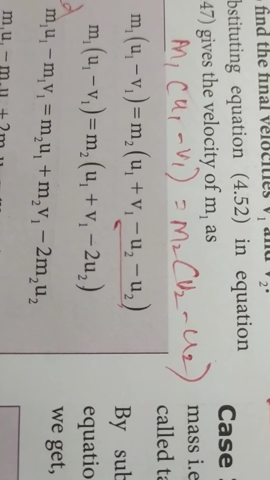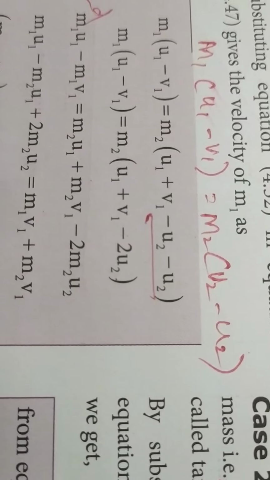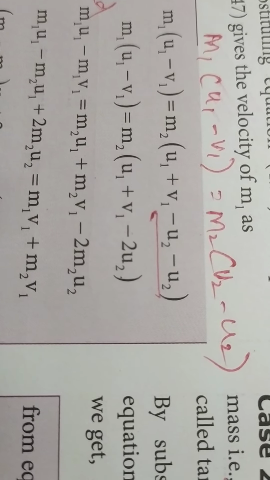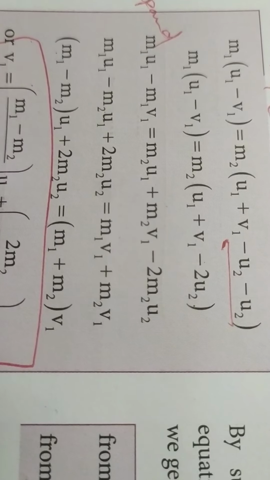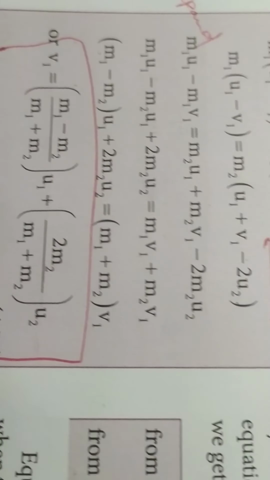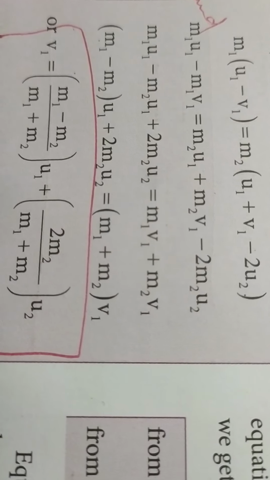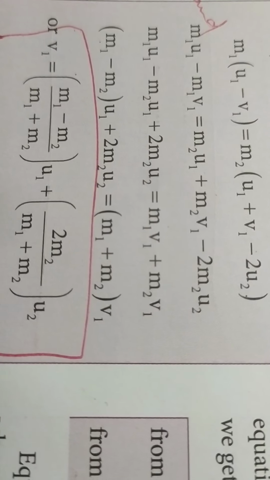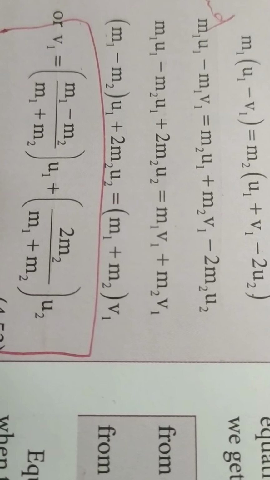So substituting for that V2, you will get U1 plus V1 minus U2 minus U2. So minus U2 minus U2 will become minus 2U2, and you expand throughout, remove the brackets, and so M1 U1 minus M2 U1 plus 2M2 U2 is equal to, you bring this minus to the other side, minus M1 V1 to the other side.